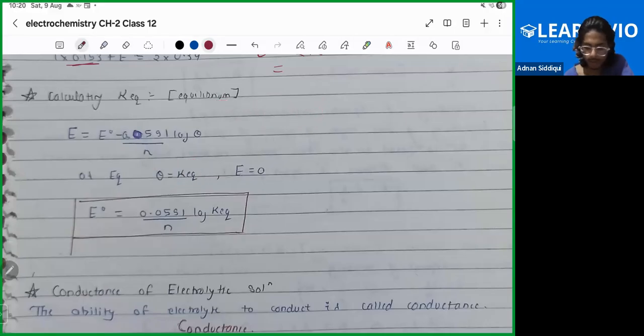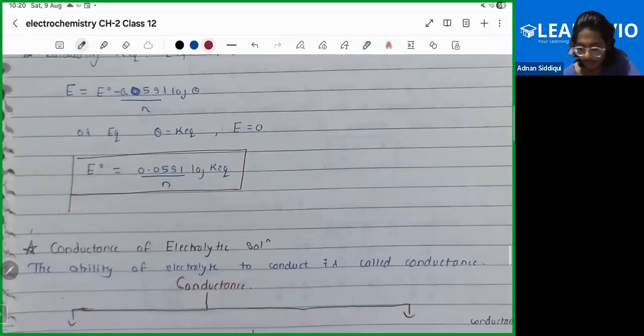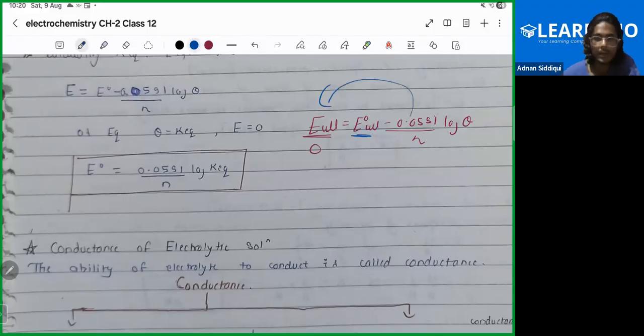So your Nernst equation will modify into this formula. E cell is equal to E naught cell minus 0.0591 divided by n log Q. You will replace Q by K equilibrium, and E cell is going to be 0. So you will keep it here and move the entire thing to the left hand side. You will get something like this.